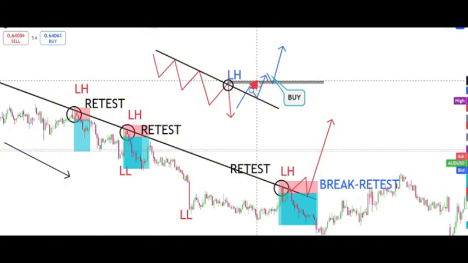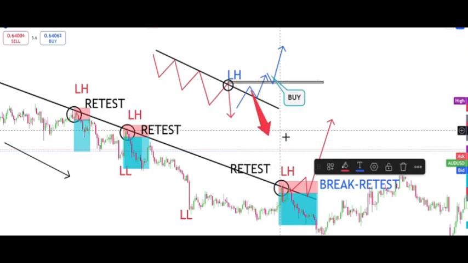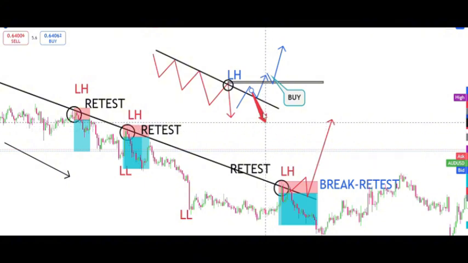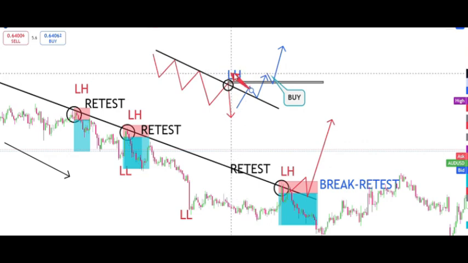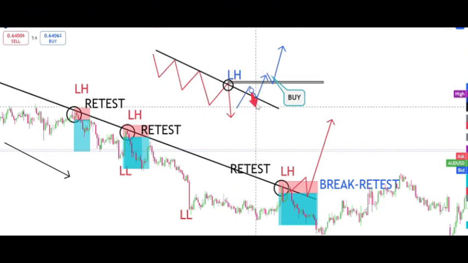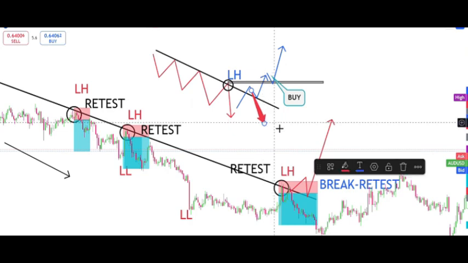Because as long as the price is still below this previous lower high, that trend is still very much bearish. Wait for the price to break that most recent lower high before you place your buys. As long as it is below that lower high, it is still very much bearish.